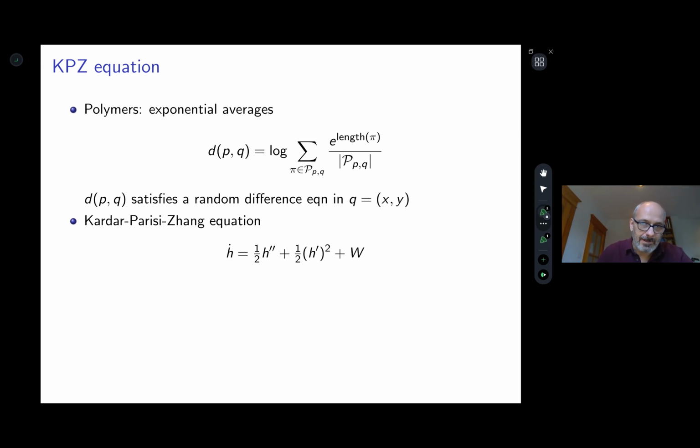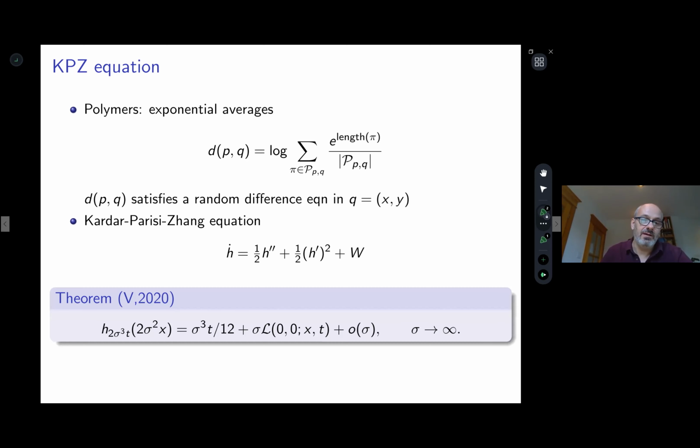So the KPZ equation is in this form. It's very hard to interpret. In fact, Martin Hairer got his Fields Medal for making sense out of objects like this. But anyway, if you exponentiate it, the stochastic heat equation is not so hard to interpret.